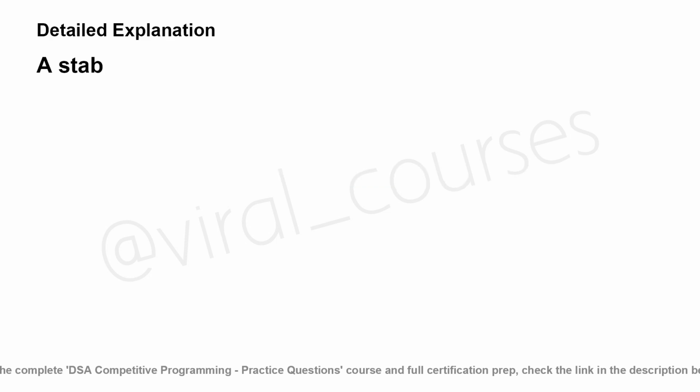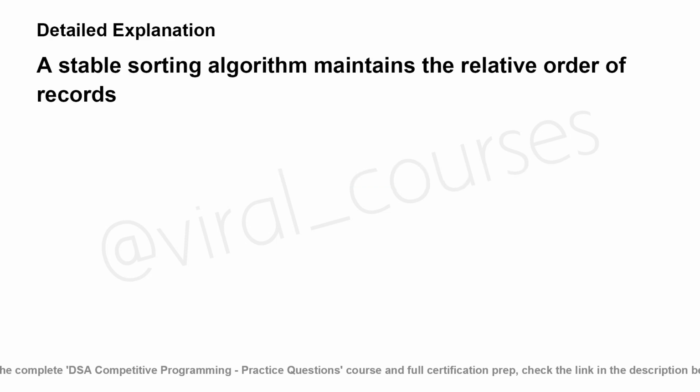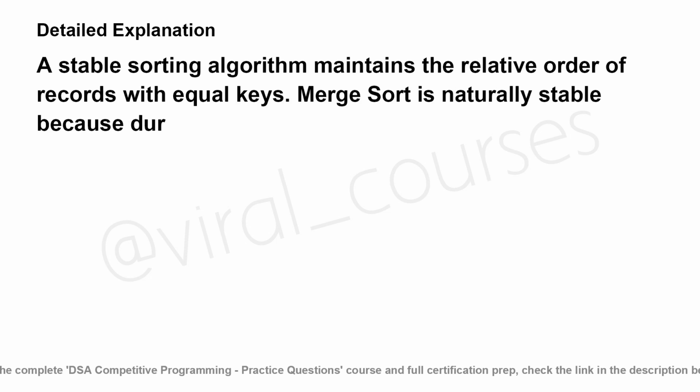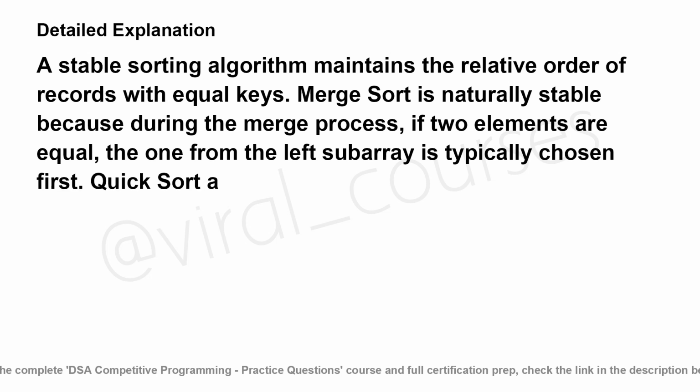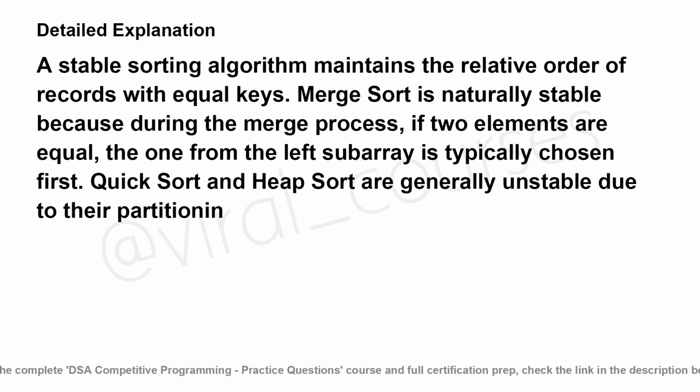A stable sorting algorithm maintains the relative order of records with equal keys. Merge sort is naturally stable because during the merge process, if two elements are equal, the one from the left subarray is typically chosen first. Quicksort and heap sort are generally unstable due to their partitioning and swapping mechanisms.